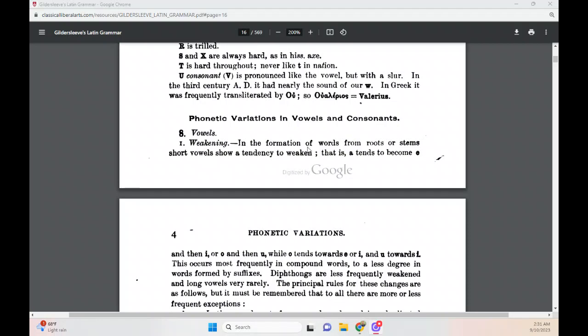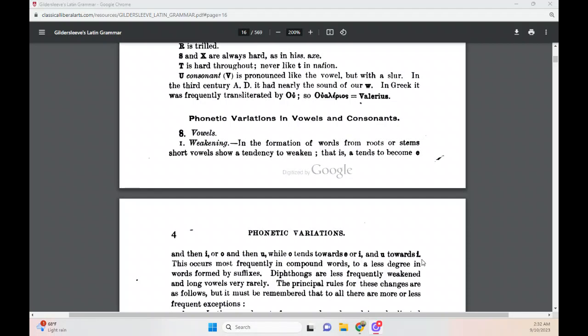Let's read this. In the formation of words from roots or stems, short vowels show a tendency to weaken. Notice it's talking about short vowels. Short vowels sometimes weaken. That is, the vowel A, or A, I should say. I'm going to use the Latin names, so don't let that confuse you. The vowel A tends to become E, and then it becomes E, or O, and then U, while O tends towards E or E, and U towards E.